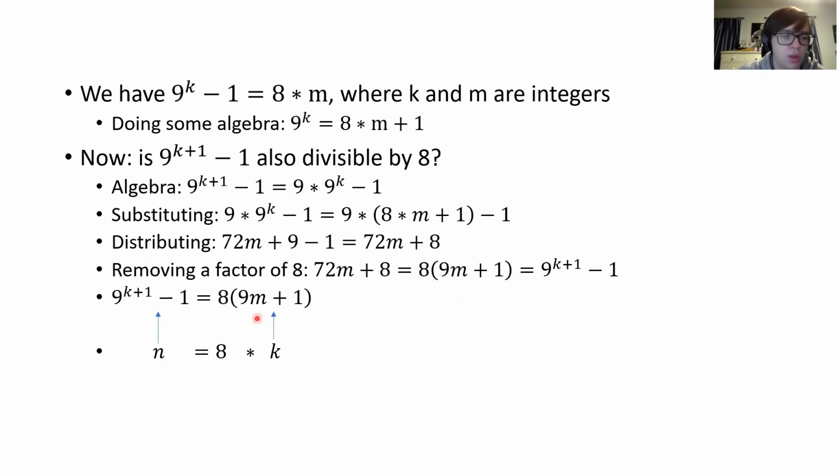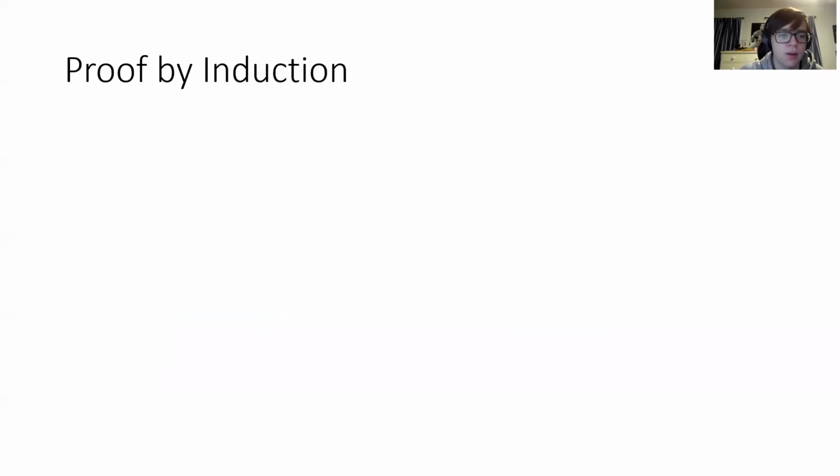And then we end up with 9 to the k plus 1 minus 1 is equal to 8 times 9m plus 1. If we remember from the previous slide, we can substitute this in for n and this in for k. Because m is an integer, we know that this is also an integer. So I know that this function has to be divisible by 8.